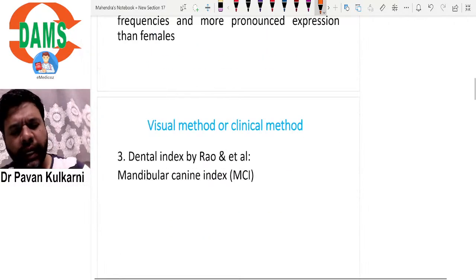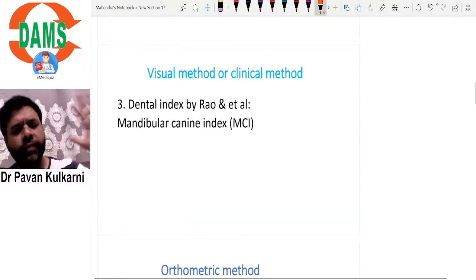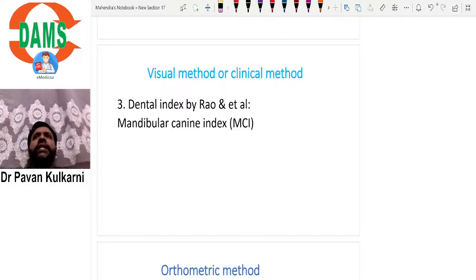Accordingly, a dental index method has been developed. And this credit goes to an Indian scientist, Rao et al. Rao et al. have devised or formulated an index called MCI, Mandibular Canine Index. So just remember here, Mandibular Canine Index was devised or proposed by Rao et al.